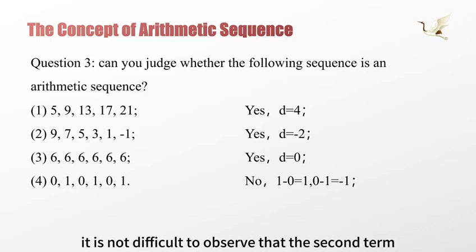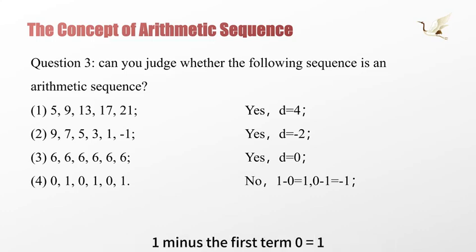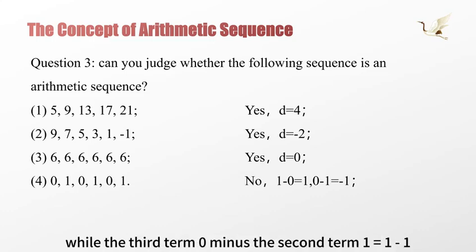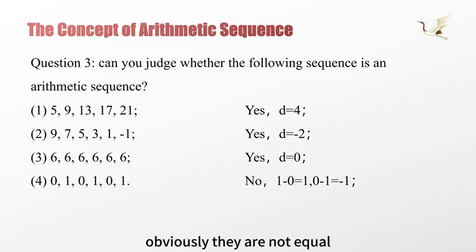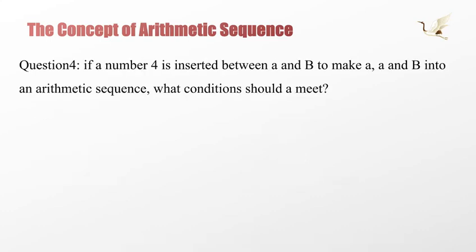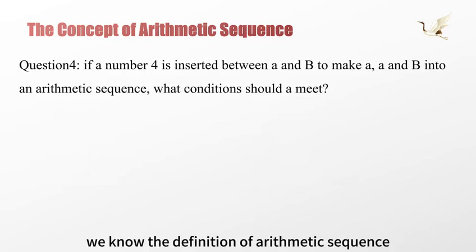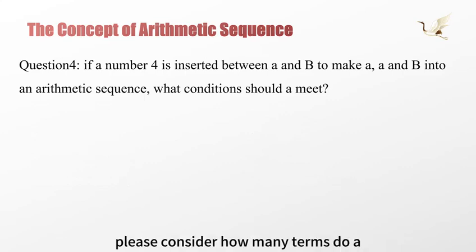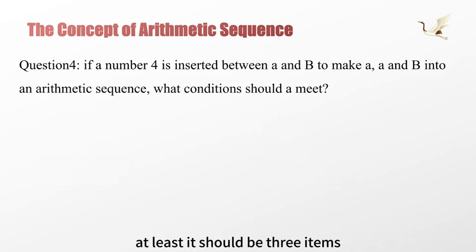It is not difficult to observe that the second term 1 minus the first term 0 equals 1, while the third term 0 minus the second term 1 equals -1. Obviously, they are not equal, so the fourth sequence is not an arithmetic sequence. We know the definition of an arithmetic sequence. Please consider, how many terms does an arithmetic sequence need at least? It should be 3 terms.